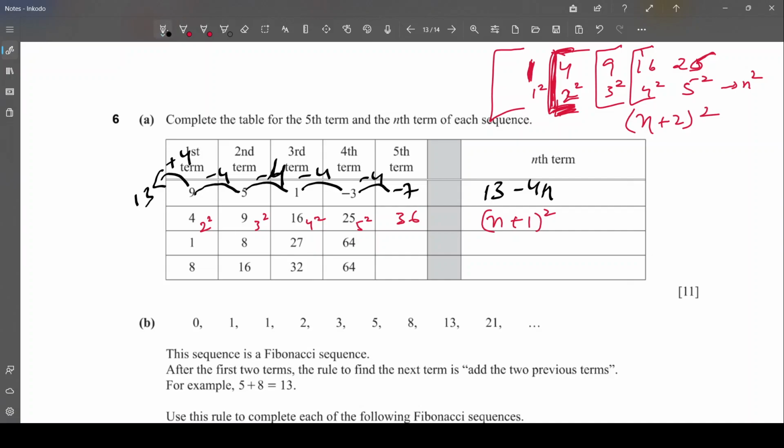Then if you do this question, this is 1 cube, this is 2 cube, this is 3 cube, this is 4 cube, and this should be 5 cube, 125. So it is directly n cube because it starts from 1, right? If it starts from 1, it is okay.